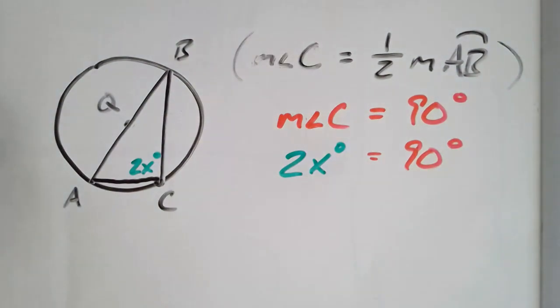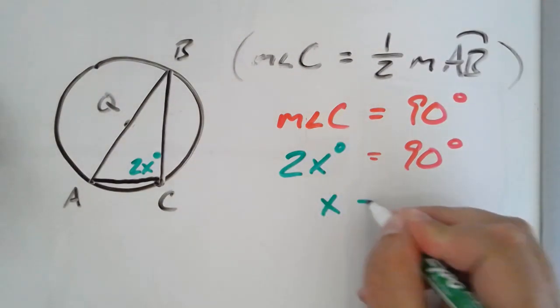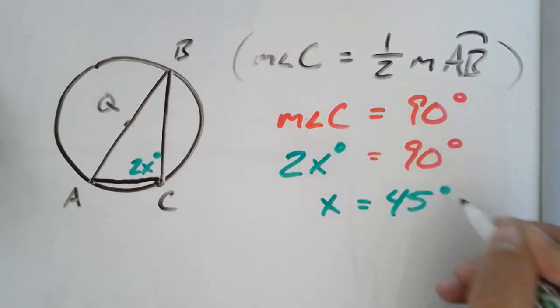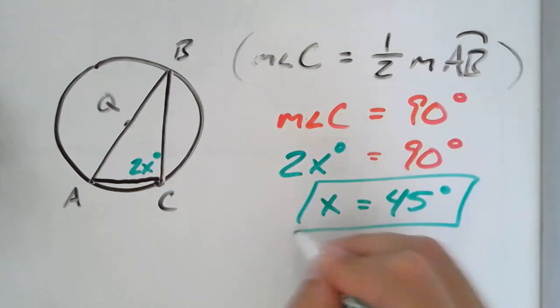And so to solve for the variable, I would simply have to divide both sides by 2 in this case, and x comes out to 45 degrees. Done.